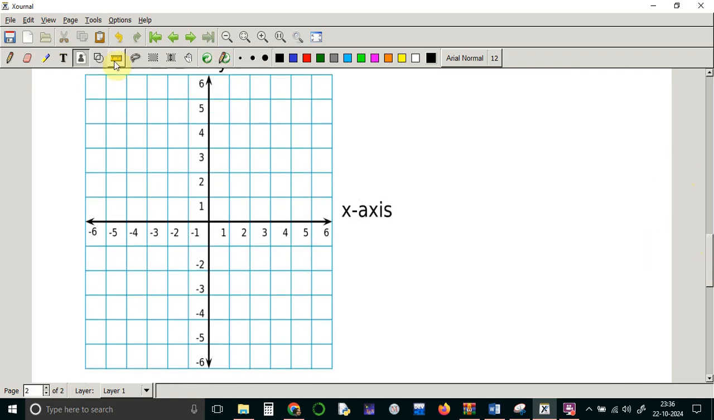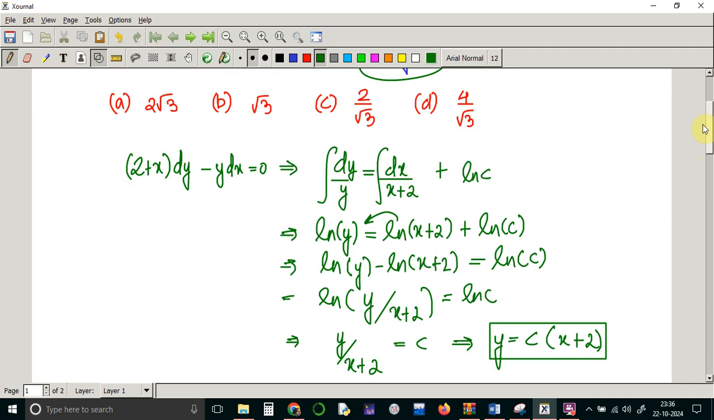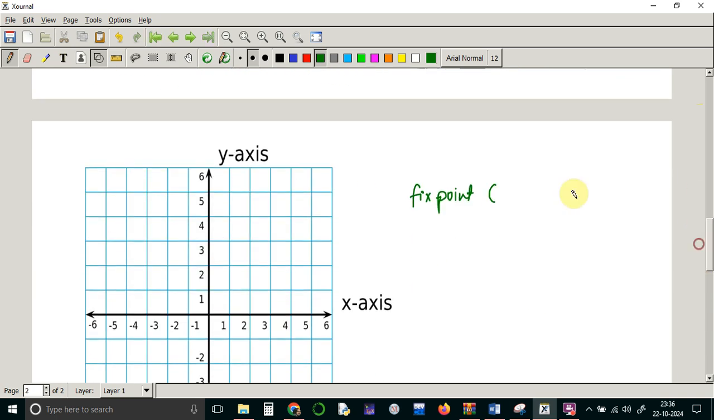Okay. So the fixed point is (0, 2). So here's my fixed point. On x it is 0 and on y it is 2. So this is the fixed point P.